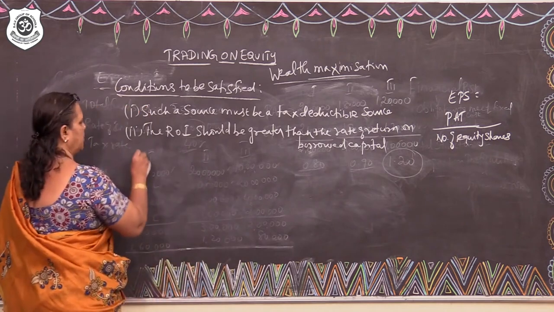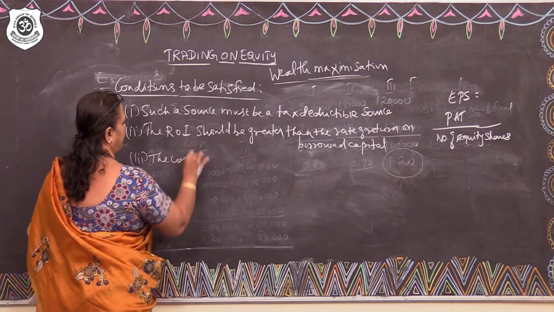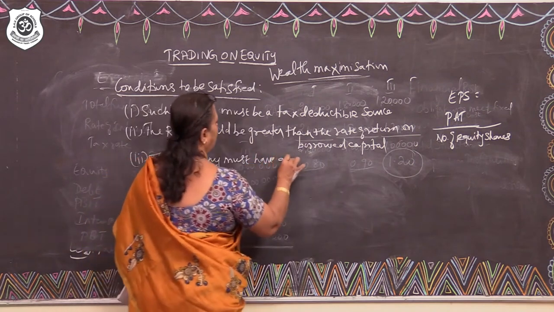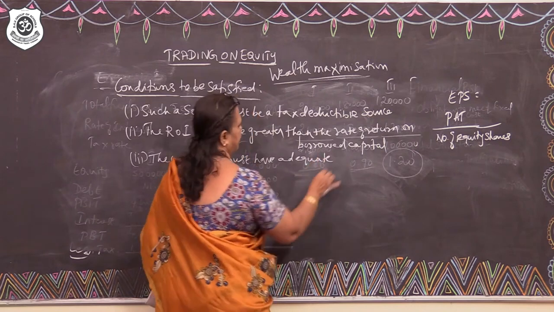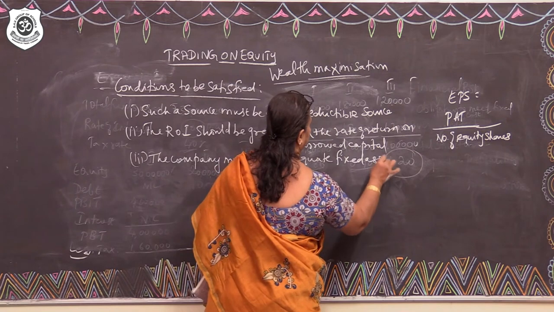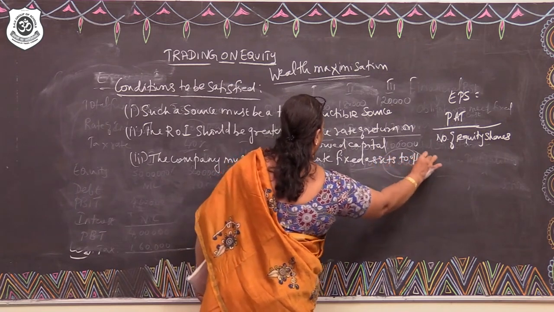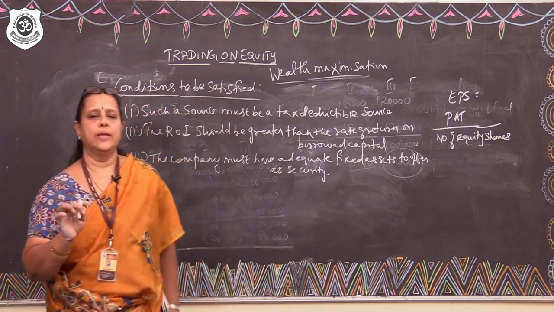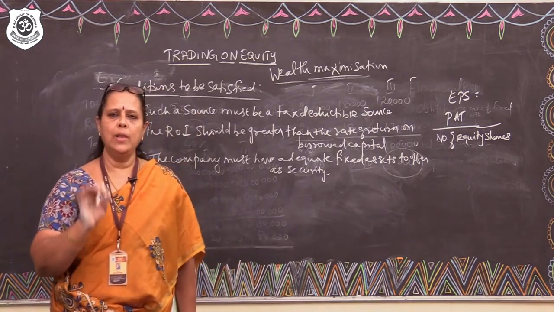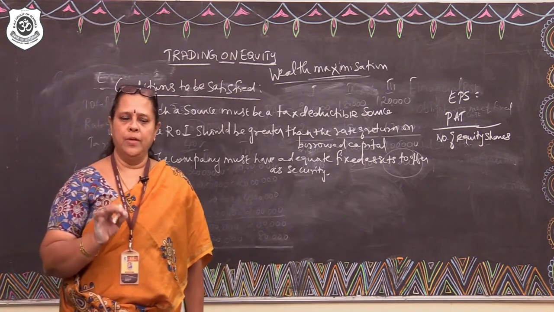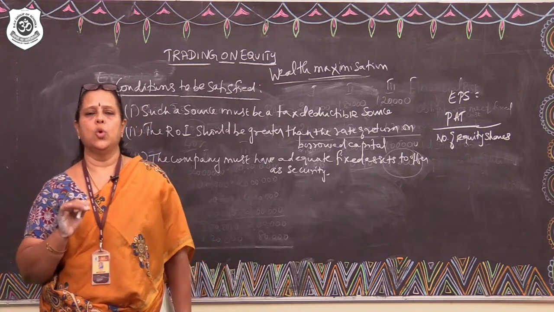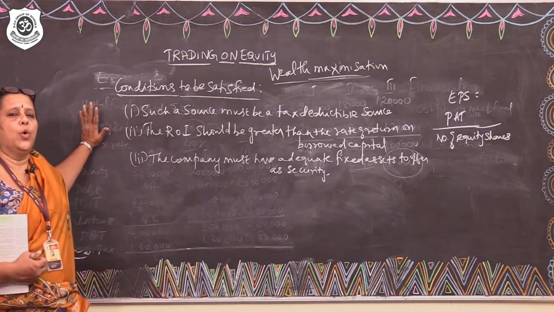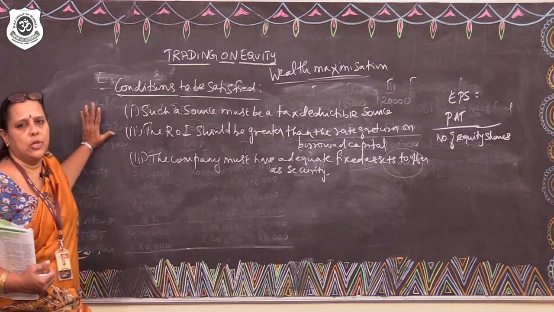And the third one is the company must have adequate fixed assets to offer as securities. Please remember, all the borrowed capital is secured against the assets of the company. So the lender will definitely insist on a charge being created, which means the company must have adequate fixed assets to offer as security. So only if these three conditions are satisfied can the company think of employing more fixed cost sources in the capital structure of the company.